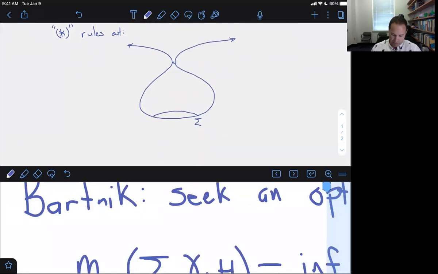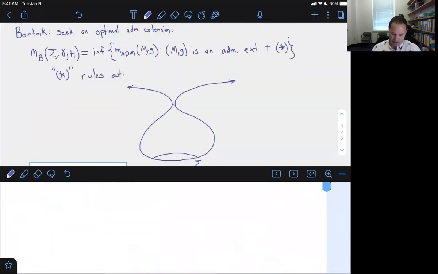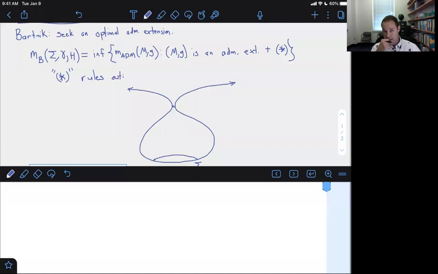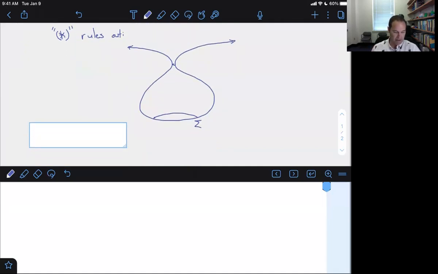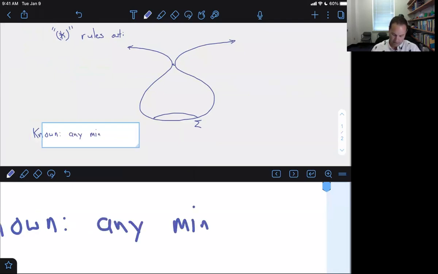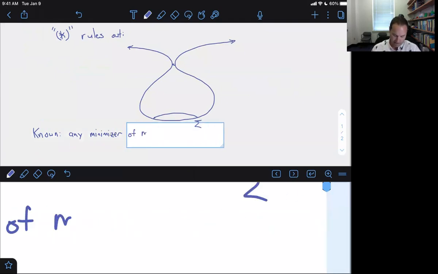I'm going to focus on a couple specific properties in terms of what's known about minimizers. In general, it's not known what hypotheses you can put on your Bartnik data to ensure that minimizers in this infimum actually exist. But some things are known about generic properties of minimizers. So one thing that's known, for example, is that any minimizer in this definition of Bartnik mass must be static.